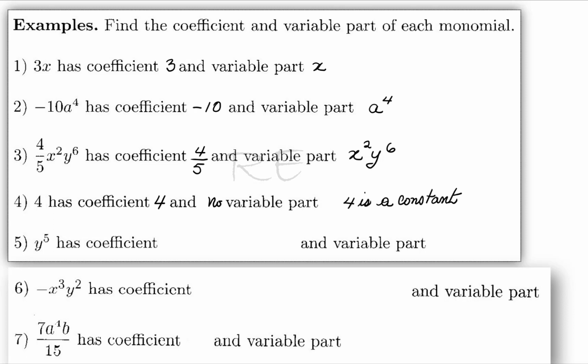So it's just 4x to the 0. x to the 1st y to the 5th has a coefficient of 1. Variable part is x y to the 5th. Negative x cubed y to the 2nd: the coefficient is negative 1, and the variable part is x cubed y to the 2nd. 7a to the 4th b over 15: the coefficient is 7 over 15, and the variable part is a to the 4th times b.